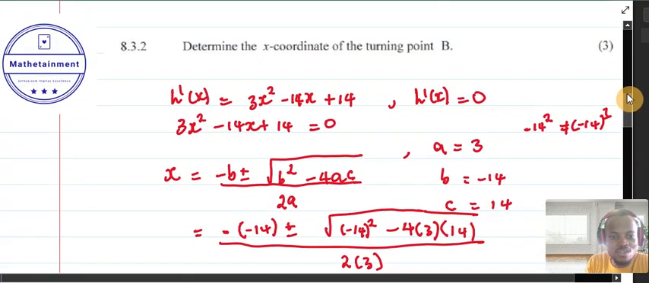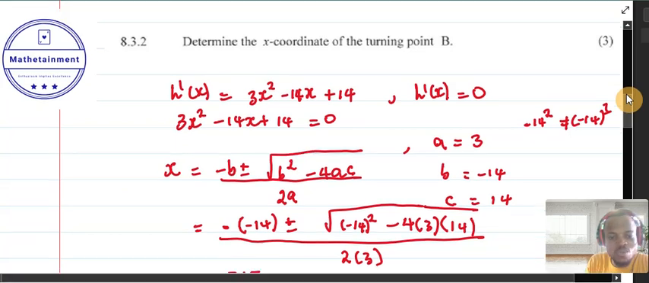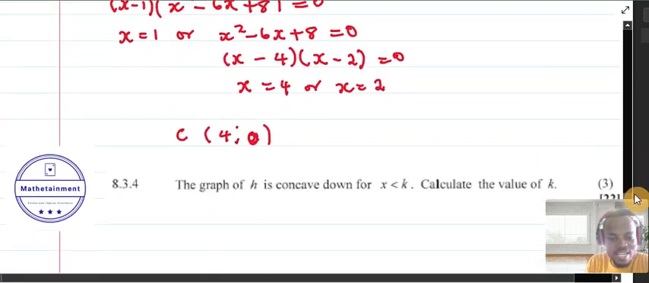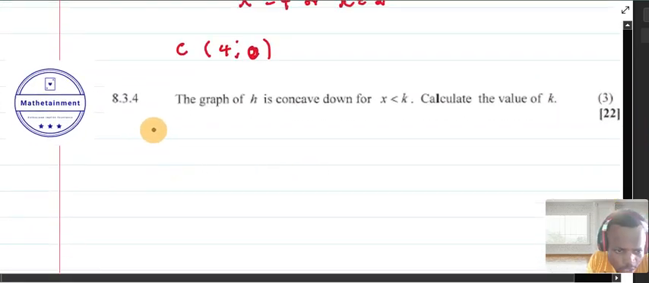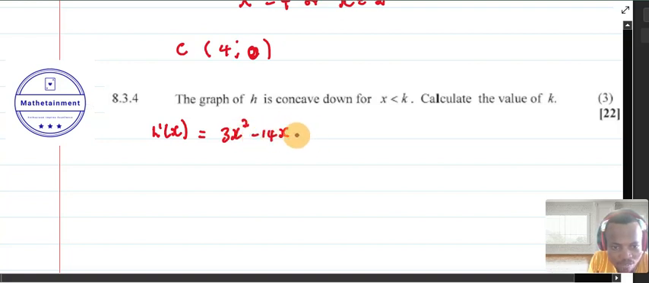We got this, which is 3x squared minus 14x plus 14. So for us to find the point of inflection, we have to differentiate this again, for the second time. We know that h prime of x is equal to 3x squared minus 14x plus 14. Now we want to differentiate it for the second time.